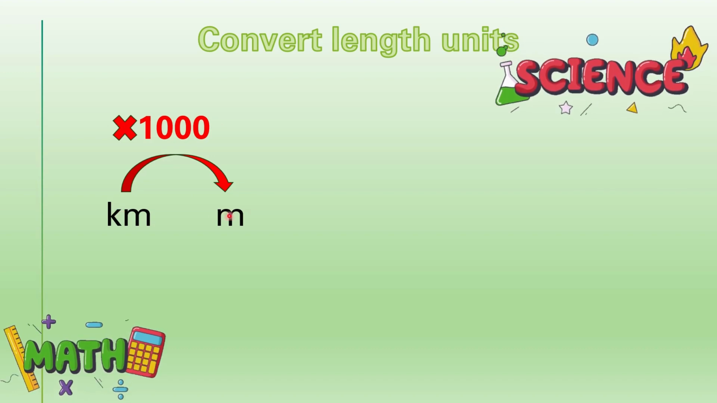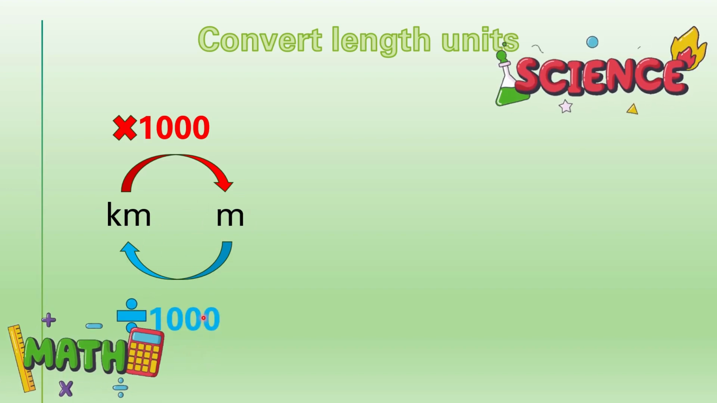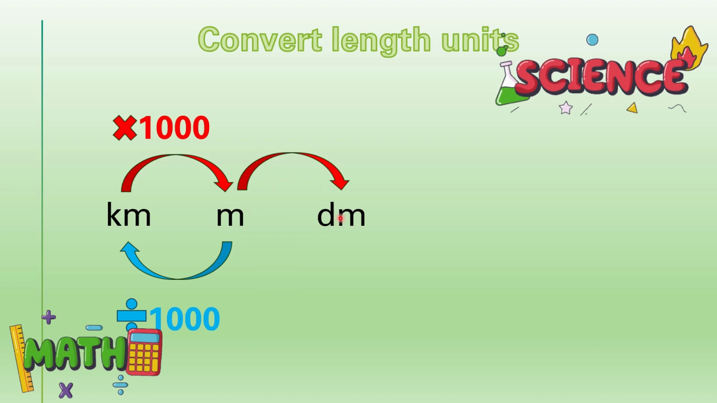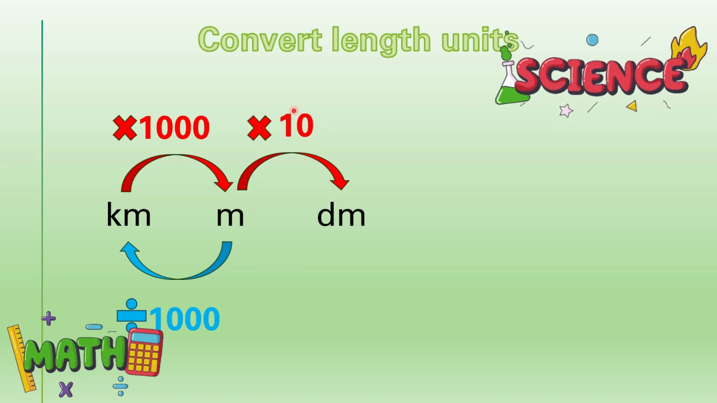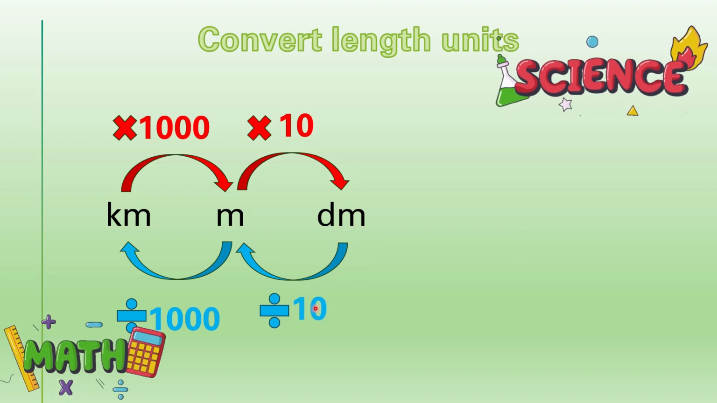Then if you are going in opposite direction, for example from smallest to biggest unit, so from meter to kilometer, you will need to divide. So then you are dividing with 1000. Then, for example, if you have decimeter, so between meter and decimeter, meter is bigger than decimeter. So if you are going from meter to decimeter, which is from biggest to smallest unit, you must multiply by 10. Then, if you are going in opposite direction, from decimeter to meter, which is meaning from smallest to biggest, you are dividing with 10.